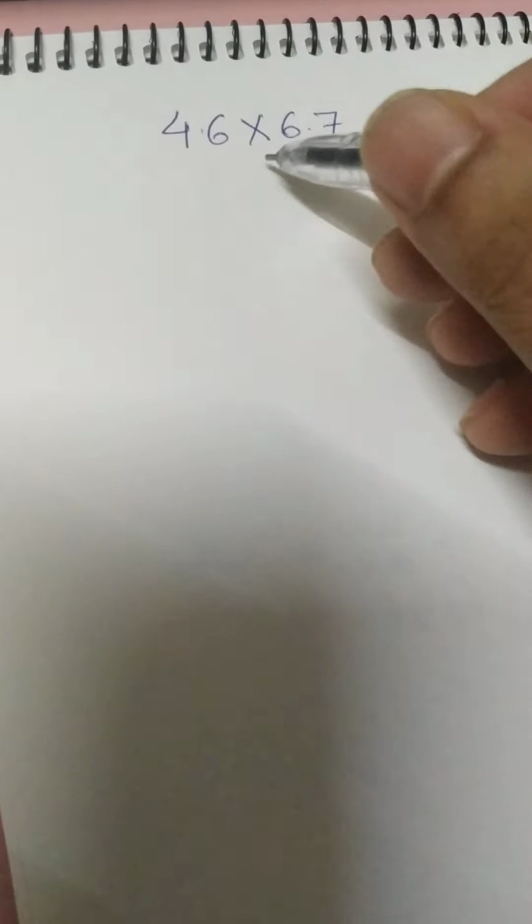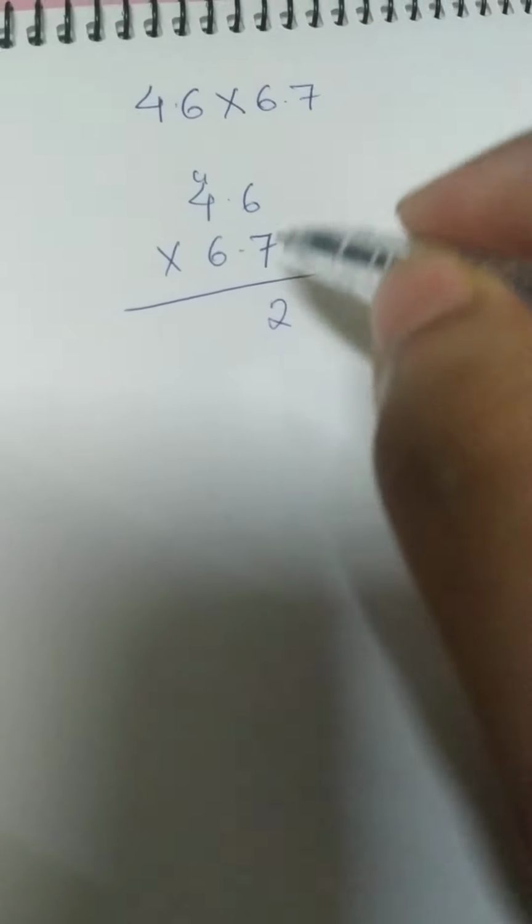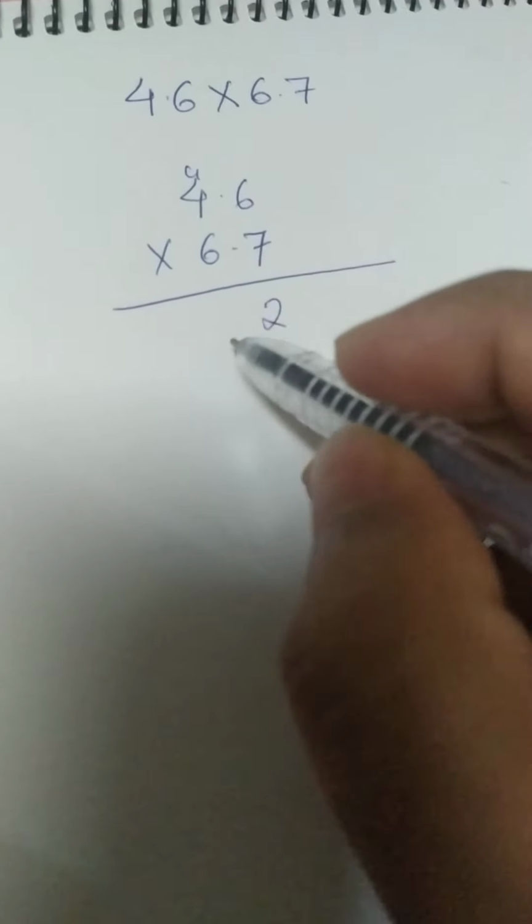For example, let's say 4.6 into 6.7. So what do we need to do over here? Just the normal procedure we need to follow. 7 6s are 42, 4 carry, 7 4s are 28, plus 4 is 32.